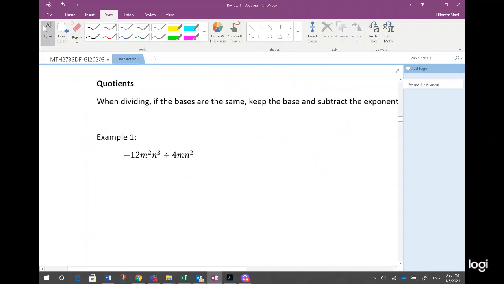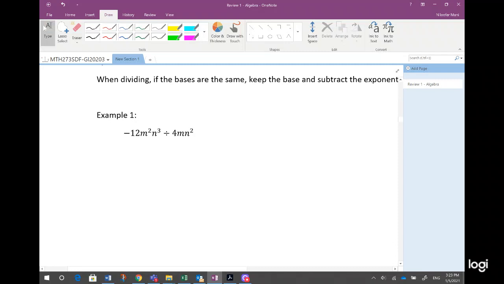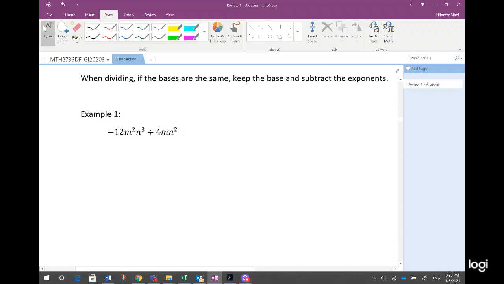Quotient doesn't mean division. Quotient is the result of division. If I say what is the quotient of 6 and 2, it means 6 divided by 2, which is 3. Quotient is the answer of the division. But it comes with division, so we are dividing.